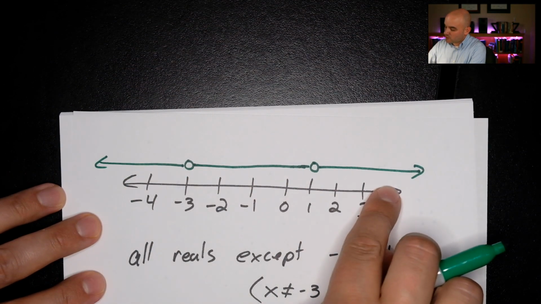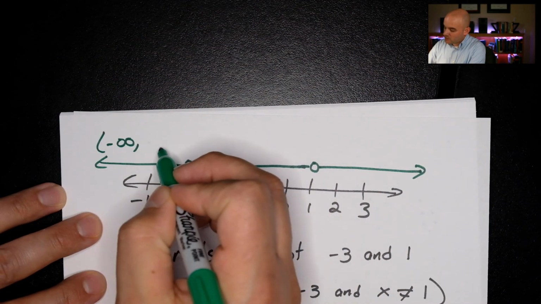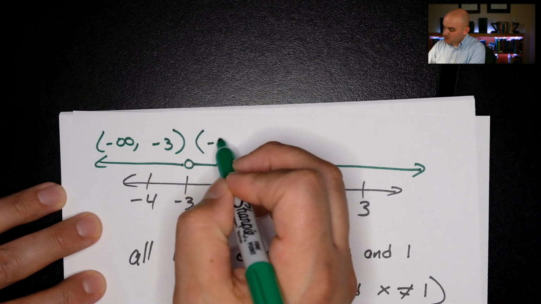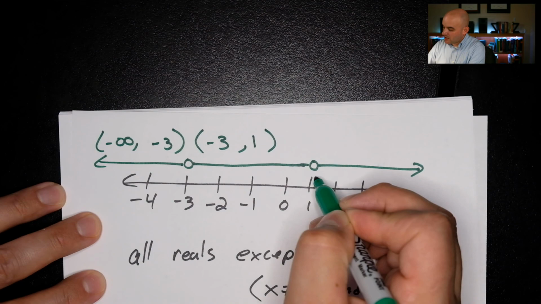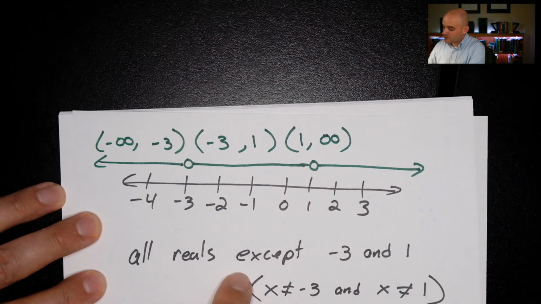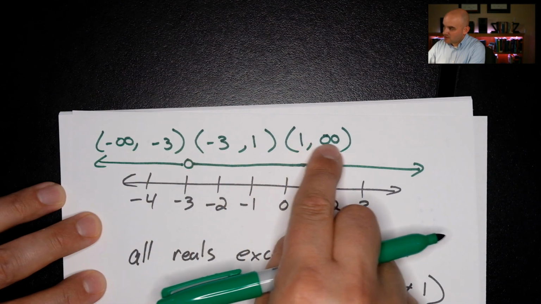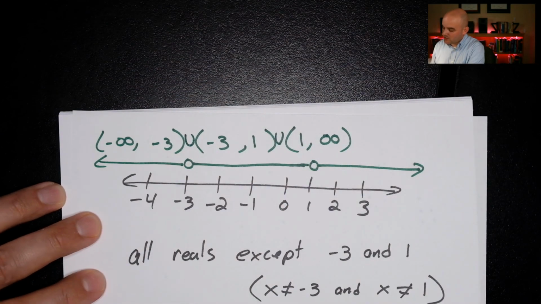If it helps you, you can write it up here. You can say, go from negative infinity all the way up to -3. Don't include the -3. Pick up at -3. Go all the way over to 1. Don't include that 1. Then pick up at 1 and go to infinity. Okay? So this says skip over -3, skip over 1, and then go to infinity. And then, of course, we're going to put the union in between them. Okay? So that's our answer for that one.